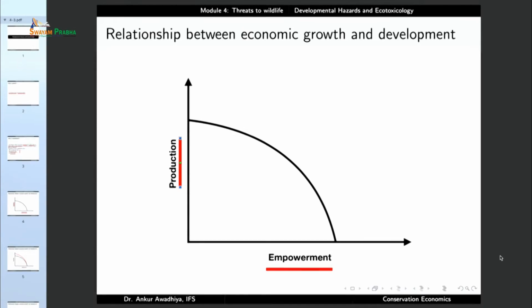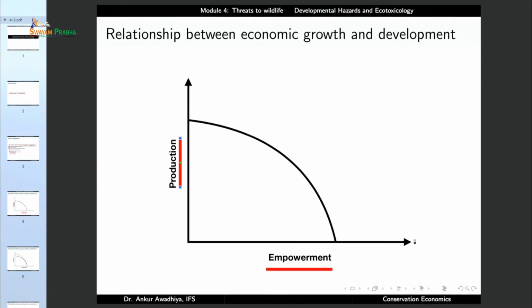Now, this curve is telling us about a trade-off between production and empowerment. So, suppose the society decides that we are going to invest our resources into producing more and more amount of stuff. So in that case, the empowerment might take a hit because the people who were necessary for doing empowerment, such as doctors or nurses or teachers, that would have helped people to have a much better control over their lives, are now being diverted into, say, production.